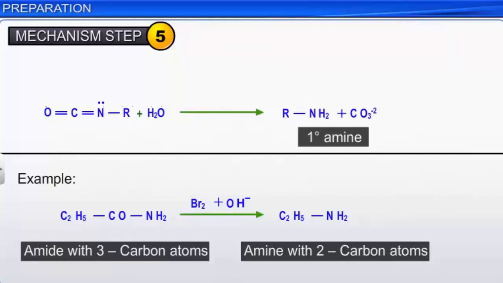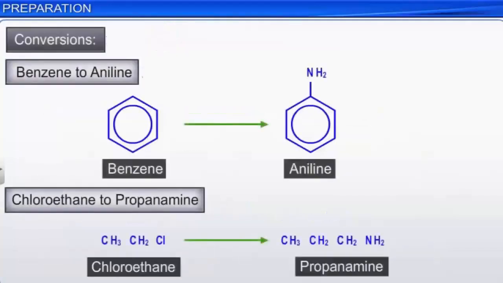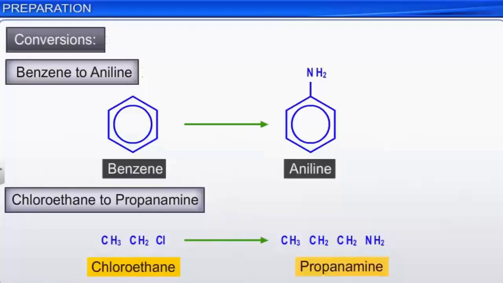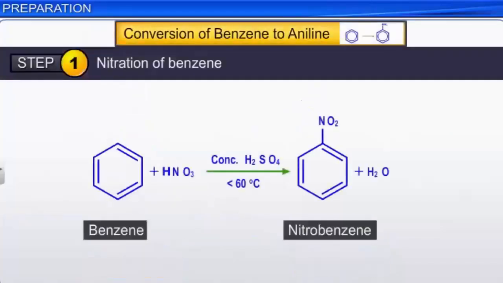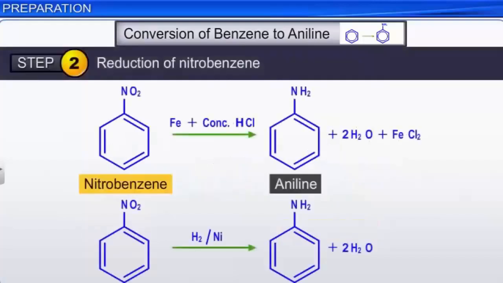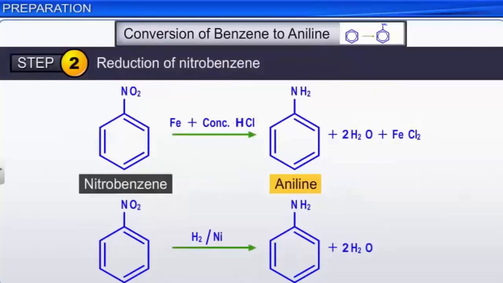With the knowledge that we have acquired about the methods for the preparation of amines, let us now carry out some conversions. Benzene to aniline, chloroethane to propanamine. In the conversion of benzene to aniline, the first step involves the nitration of benzene using the nitration mixture to nitrobenzene. The nitrobenzene formed in the first step is reduced to aniline in the presence of iron and concentrated hydrochloric acid or by catalytic reduction.